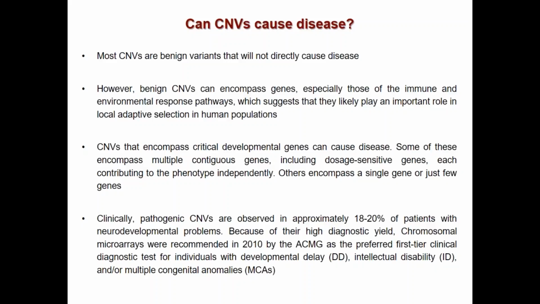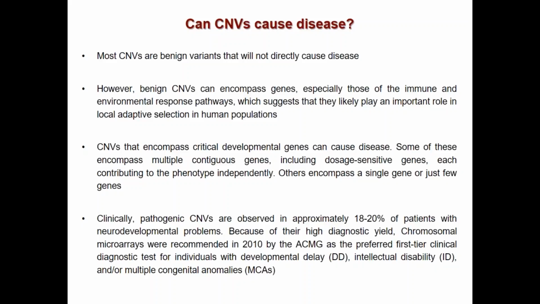But some CNVs, especially the big ones and the ones that contain developmental genes, like for example a transcription factor necessary for development, can result in human genetic disease. Some of the pathogenic CNVs actually encompass several genes.